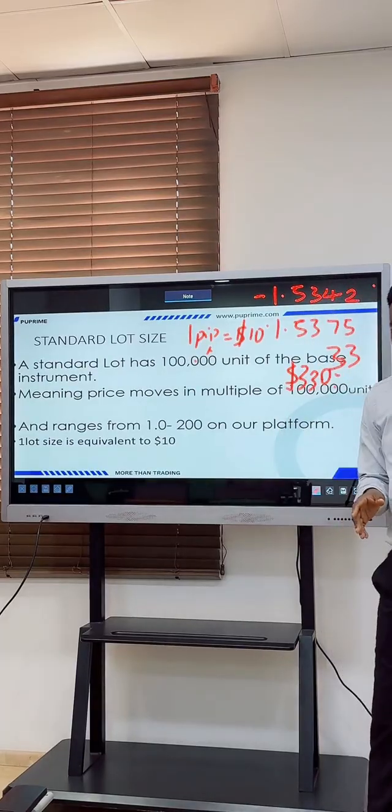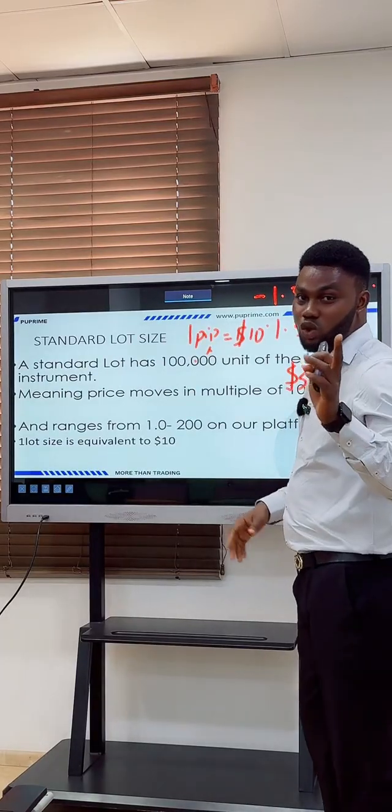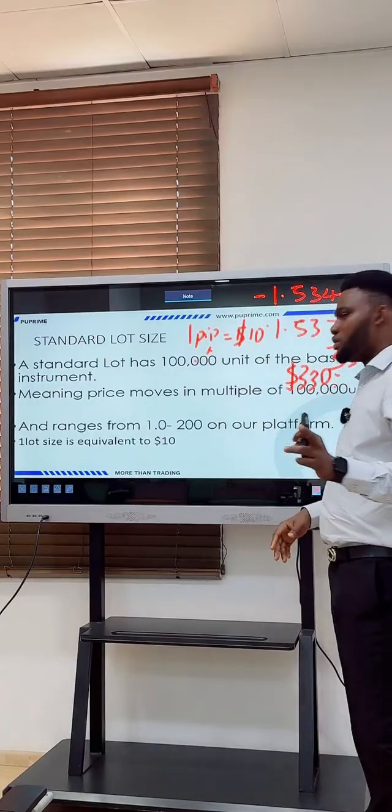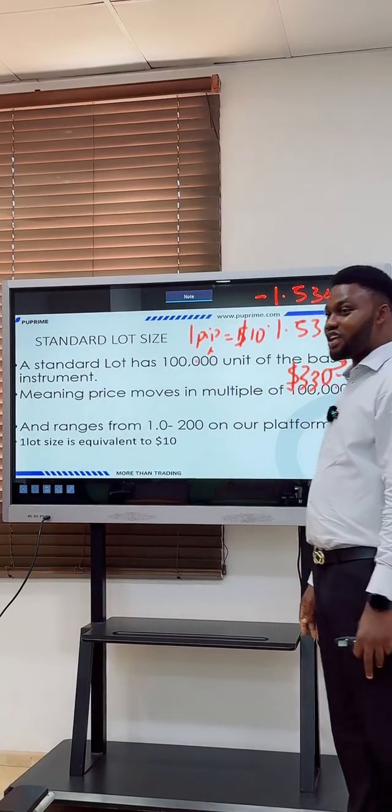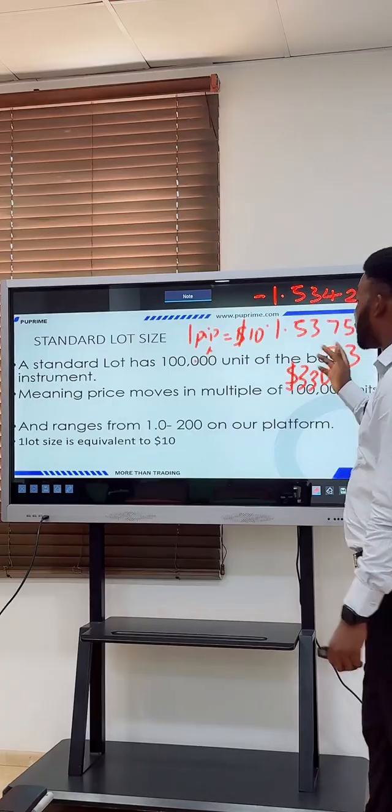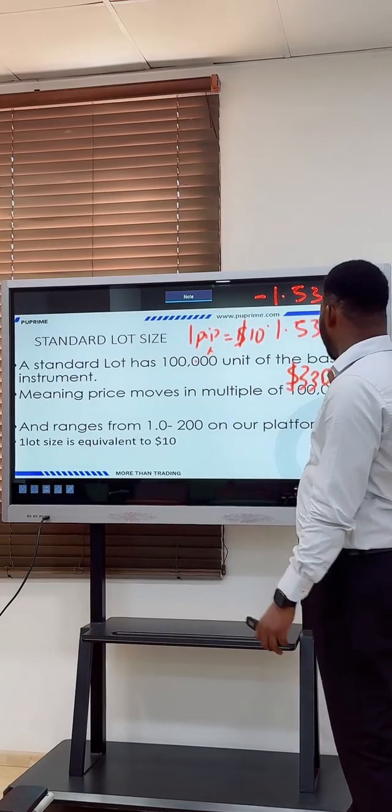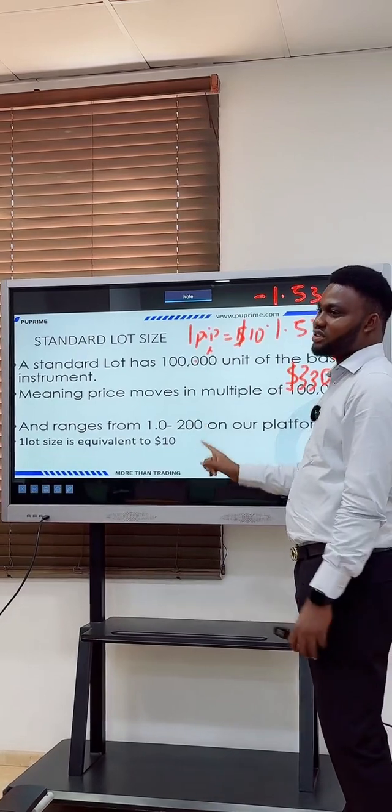I hope this is clear, Anna. As the person that asked the question, I also hope I've answered your question. Wow, so it's not $33, it's $330, for that movement on a standard lot size.